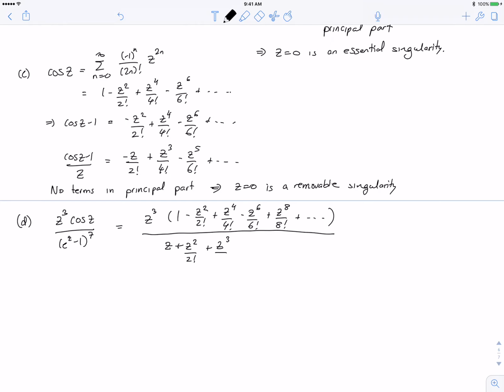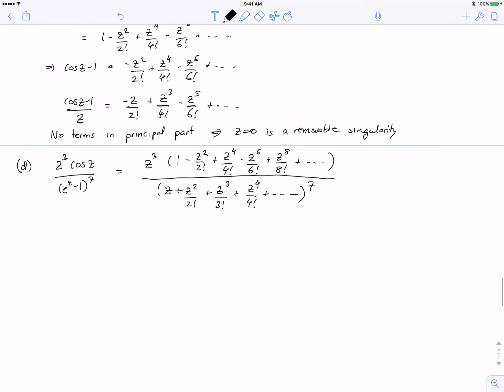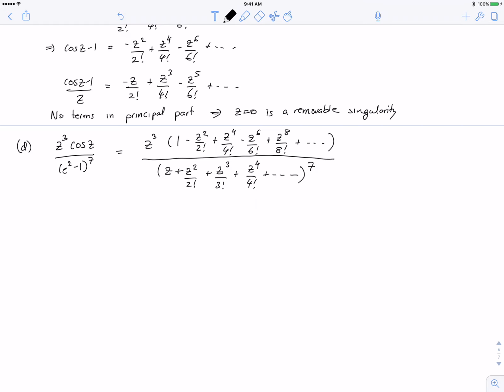So ordinarily there's a plus 1 at the start of this series, but because we're doing e to the z minus 1, that's going to go away. It's going to be all this raised to the power of 7. So what you can do is take out a z cubed on top, and on the denominator you can take out a factor of z from that bracket, and because it's raised to the power of 7, you'll be taking out a factor of z to the 7 on the denominator.